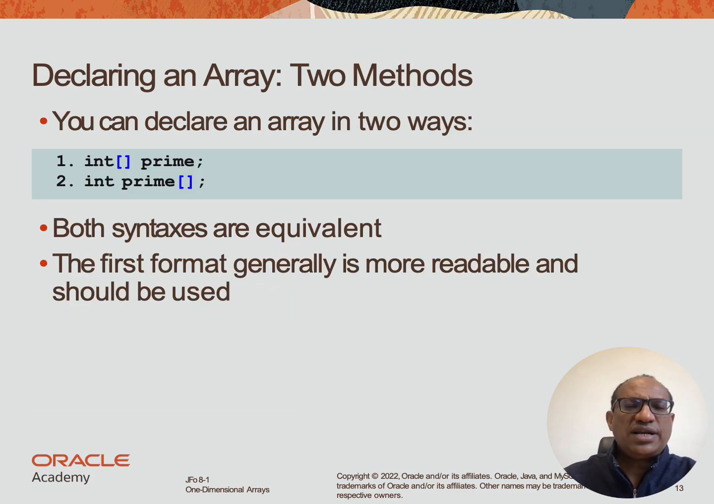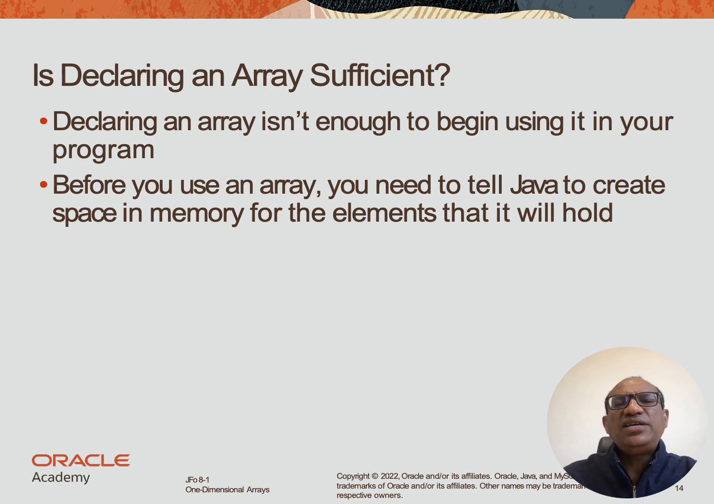There are two ways to declare arrays: int[] prime, which is the preferred one, or int prime[]. Both do the same thing, but putting the brackets with the type is generally clearer. Declaring the array is just step 1. You still have to tell Java how big it is.